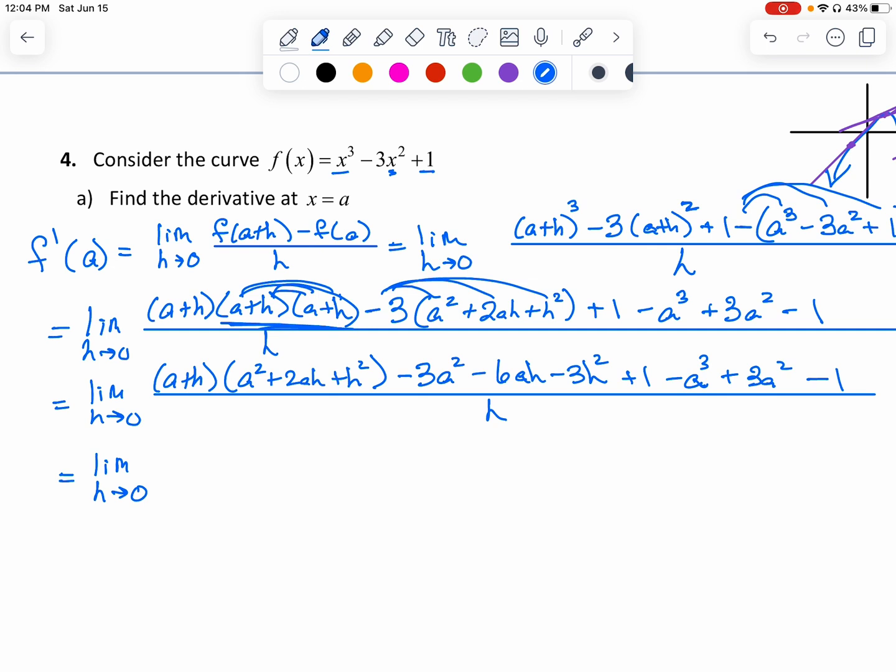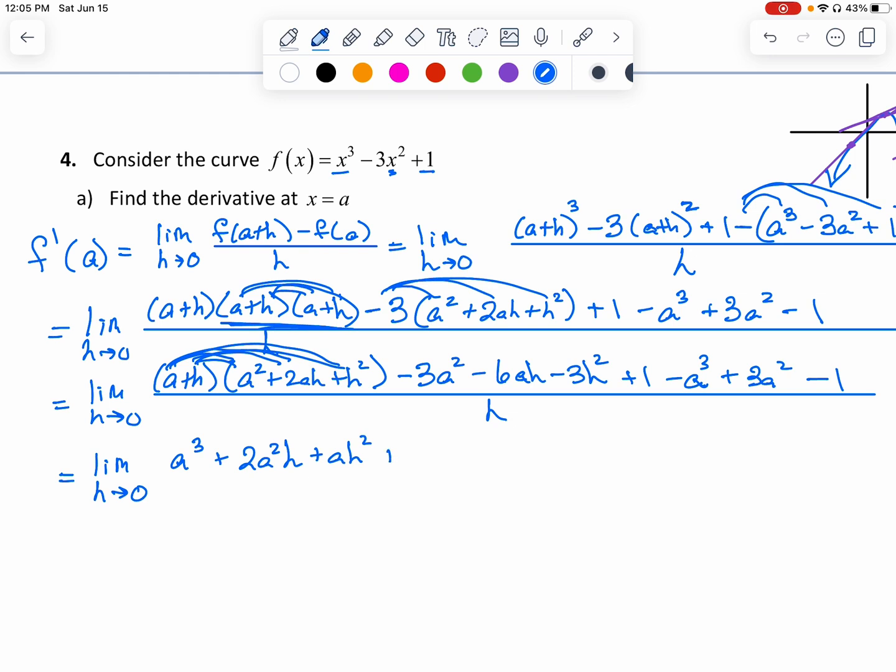Now I'm going to distribute my a plus h into this perfect square trinomial. So first I'll start with the a's and distribute my a to each one of those. So I get a cubed plus 2a squared h plus a h squared. And then I do the h and distribute to each of those.